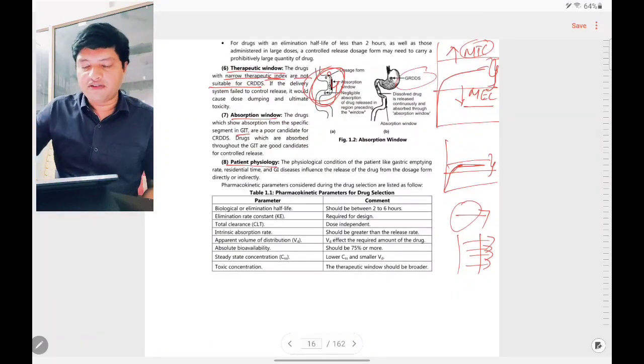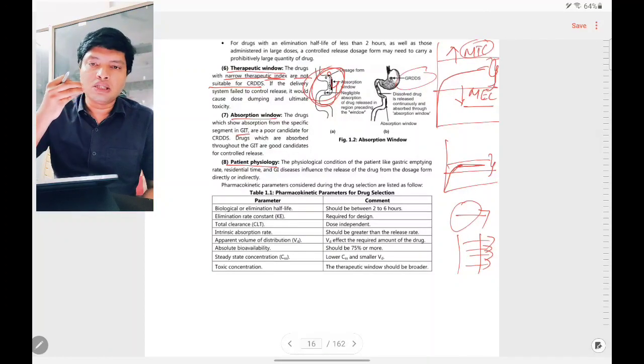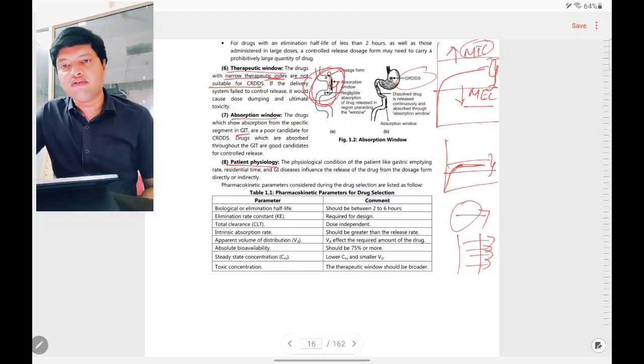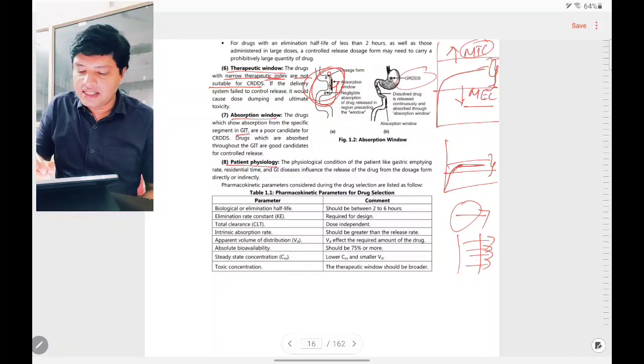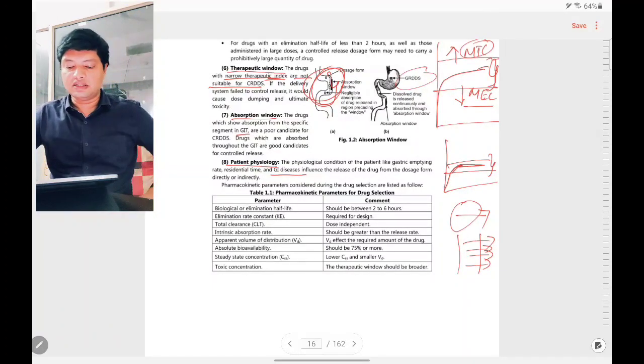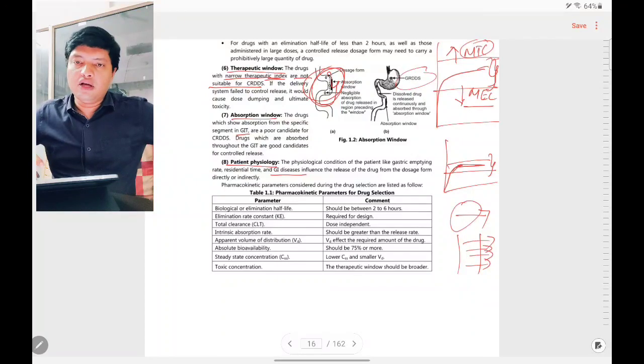Next is patient physiology. Again, the patient physiology also plays an important role. What is the gastric emptying time? Then what is the residence time? What if the patient is having any GI diseases? If the disease is there, what is the influence of the disease on the designing of the dosage form? This also influences directly or indirectly the design of the dosage form.